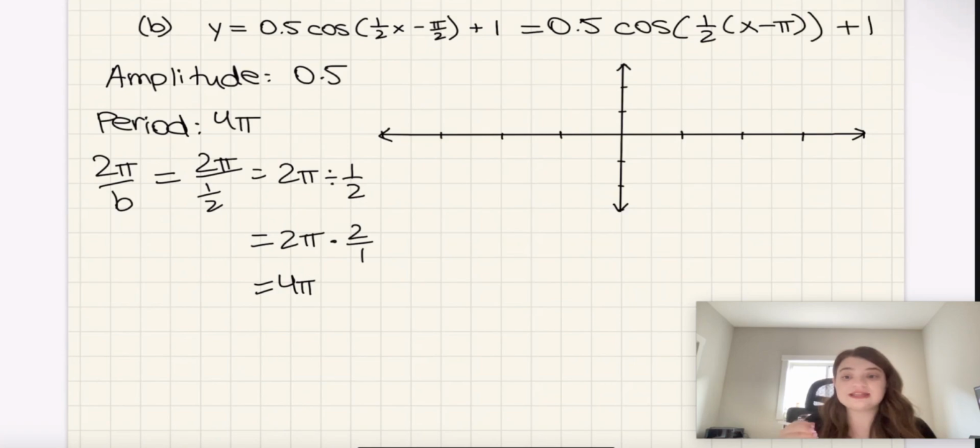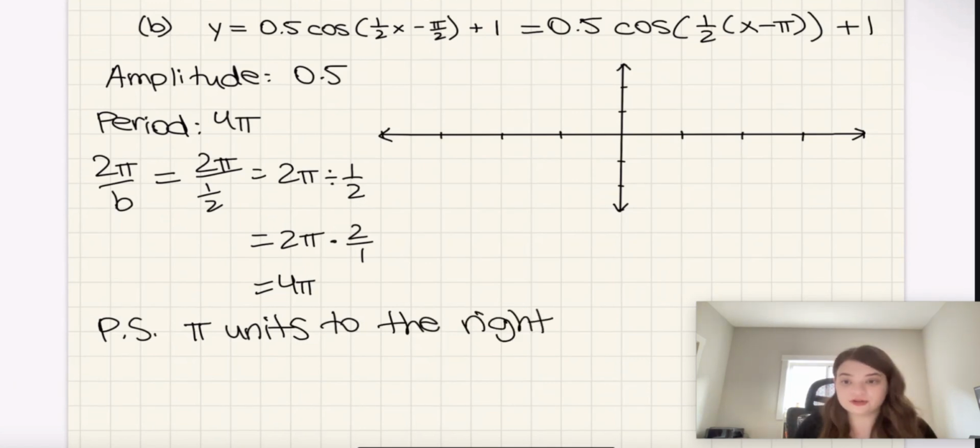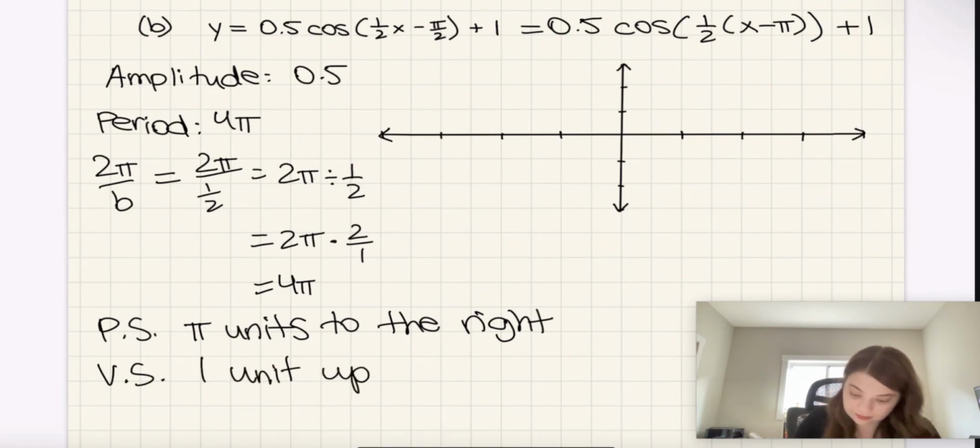So the phase shift is actually pi units to the right. So phase shift is pi units to the right. And then do we have a vertical shift? Yes, we do. We have a vertical shift of up 1. So the vertical shift is 1 unit up.